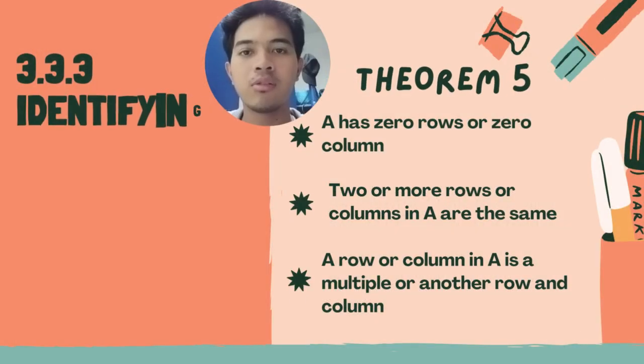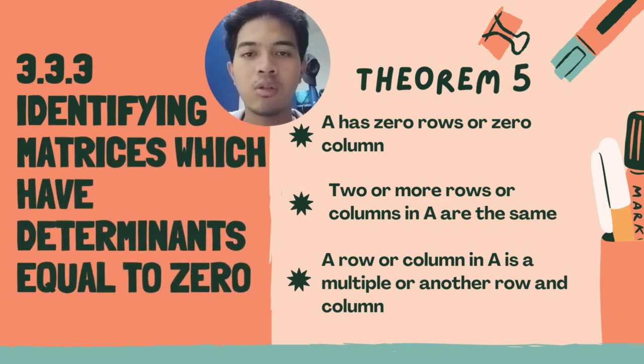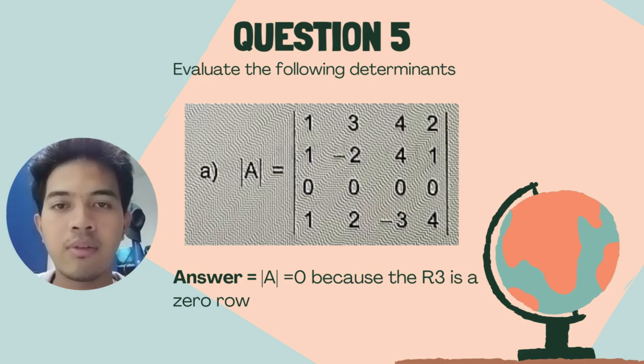Topic 3, which is 3.3.3, identify matrices which have determinant equal to 0. By looking at theorem 5, you can understand: A has 0 rows or 0 columns; 2 or more rows or columns in A are the same; a row or column in A is a multiple of another row or column. For question 5, we can use theorem 5 number 1: in matrix A there is row 3 which is a 0 row. So matrix A has determinant equal to 0.